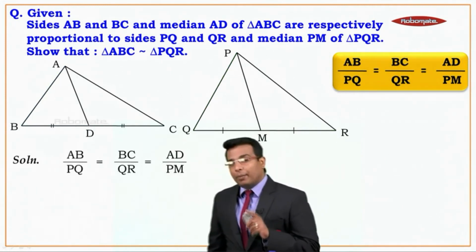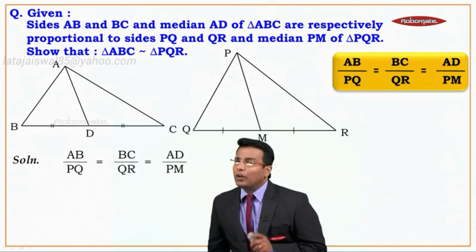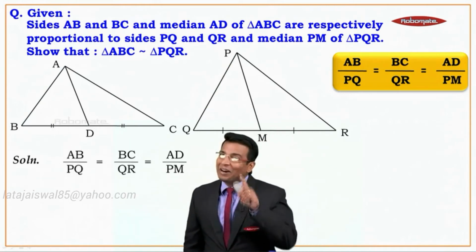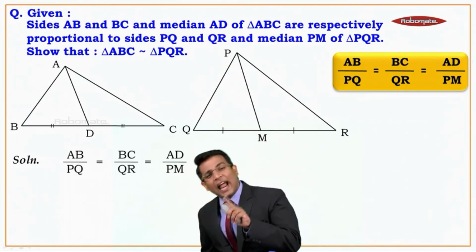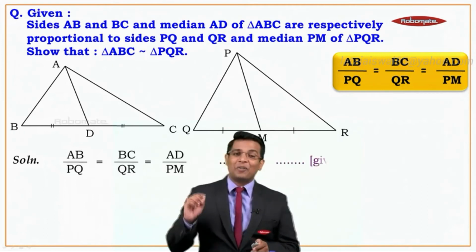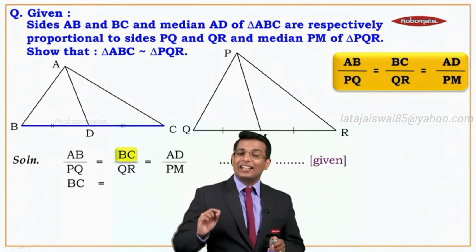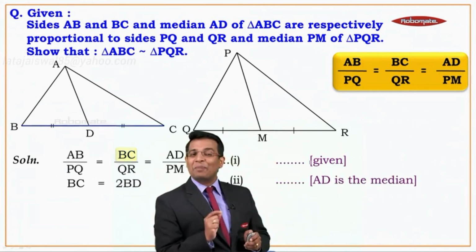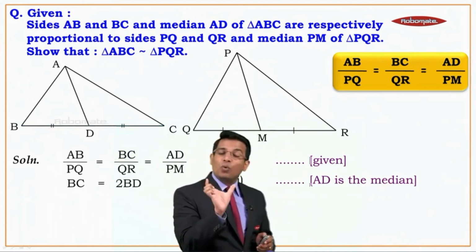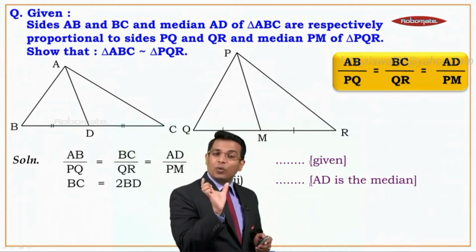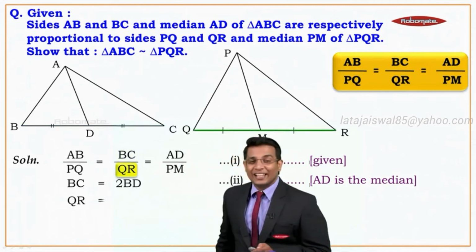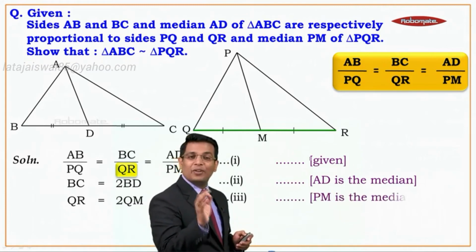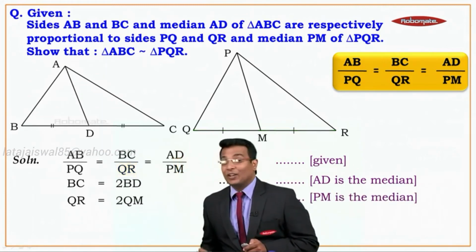Now, if you look here, AB upon PQ is equal to BC upon QR. Observe BC. For BC, what is D? D is a midpoint because AD is the median. So what is the relation between BC and BD? BC is nothing but twice of BD. Why? Because AD is the median. Let's say this is my statement number 2. Same way, for QR, M is the midpoint. So what is the relation between QR and QM? QR is twice of QM, and that would be our statement number 3, and the reason would be because PM is the median.